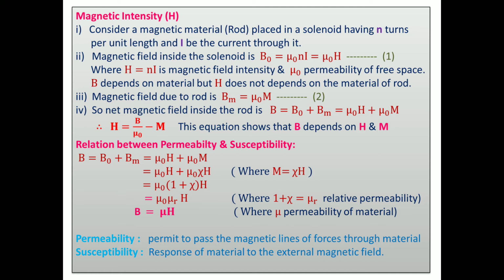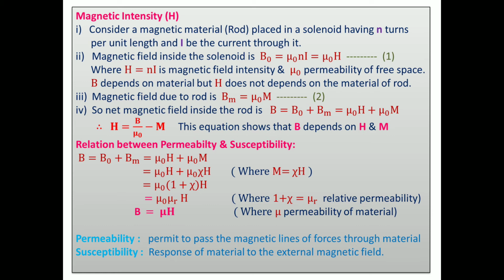Then the question arises, what is the permeability? Permit to pass the magnetic lines of force through the material. It is called permeability. A simple definition. Some materials allow more lines of force to pass through them, so their permeability is more. Some materials do not allow this, so their permeability is less. Particularly diamagnetic materials do not allow it, so their permeability is less. Some materials allow more, like iron, and its permeability is high.